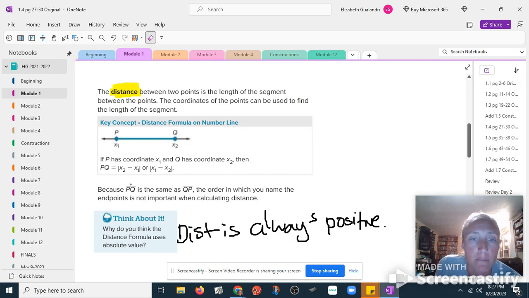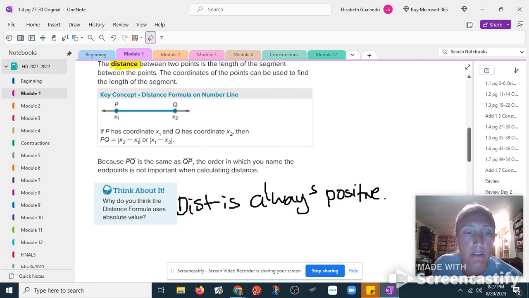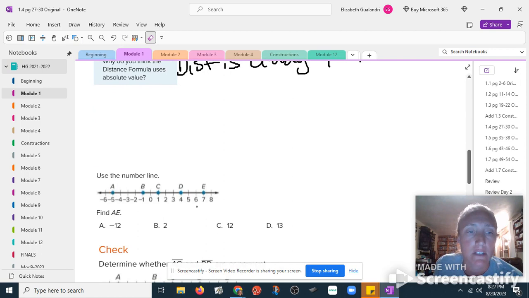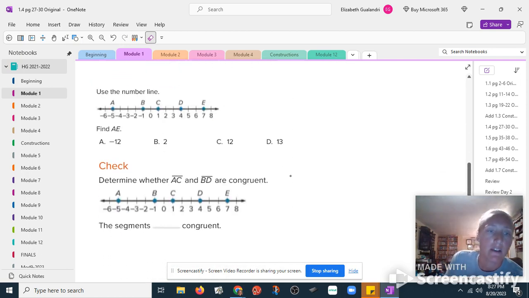Okay, the other piece that I missed here, because PQ is the same as QP, the order in which you name the endpoints is not important when calculating distances. Okay, so you can do it in either order. So that's the idea of the distance formula. So on a number line, very simple.